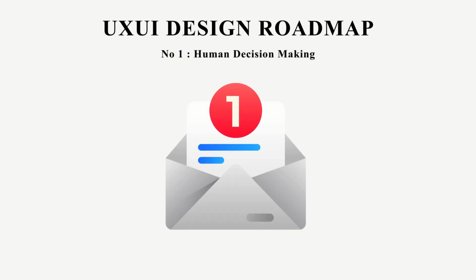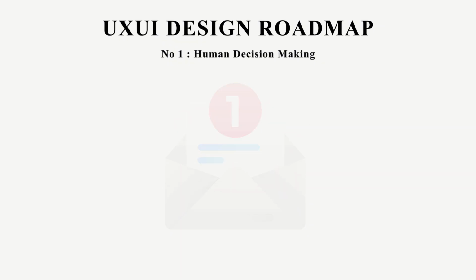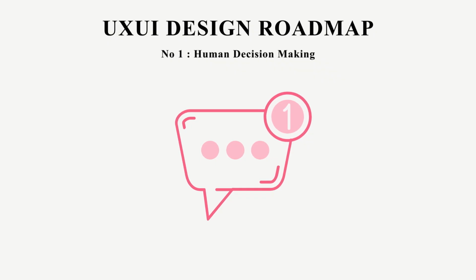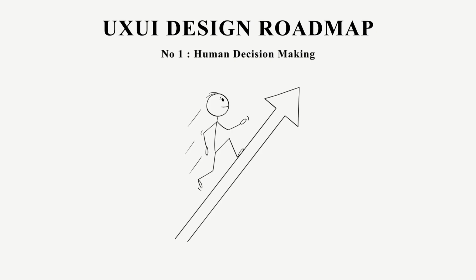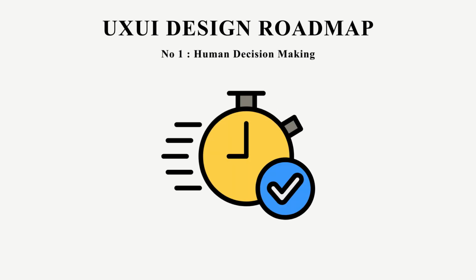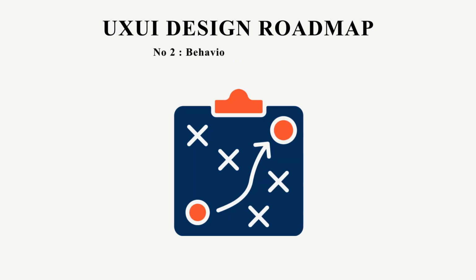For example, a notification from an app like Instagram or TikTok encourages users to open the app again. Good design ensures that users have motivation, the product is easy to use, and the system provides triggers at the right time. When these three elements work together, users naturally engage with the product. Number 2. Behavior change strategies.